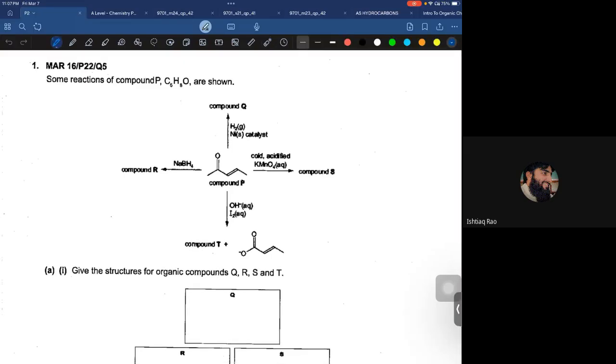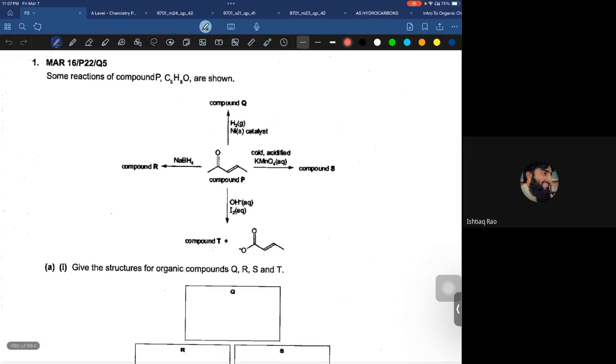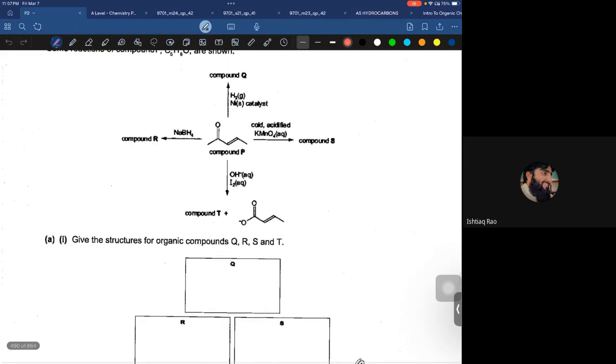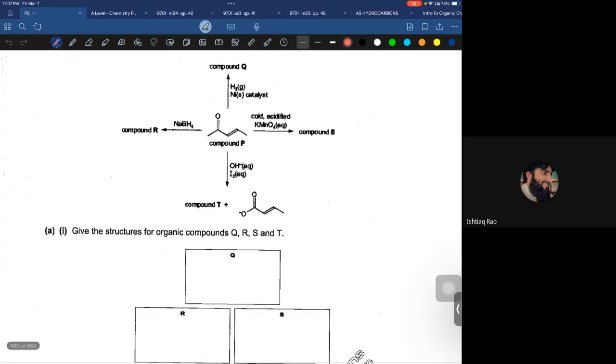So this is the topical papers for the carbonyl compounds. Some reactions of compound P, C5H8O, are shown. Give the structures for organic compounds Q, R, S, and T. In Q, this is your ketone, and also this is your alkene, and you're going to reduce it.